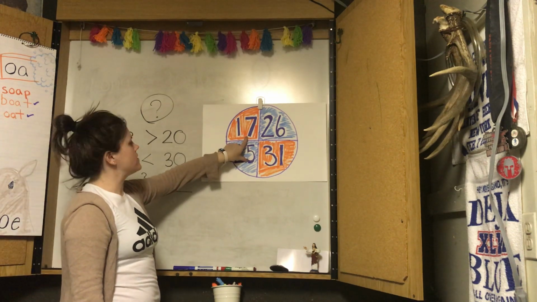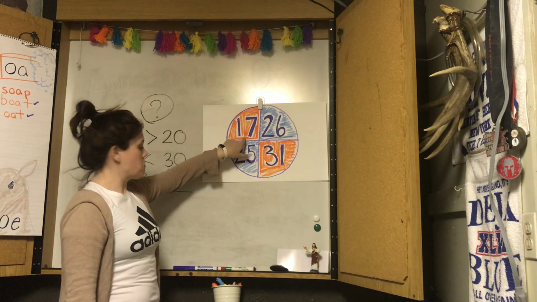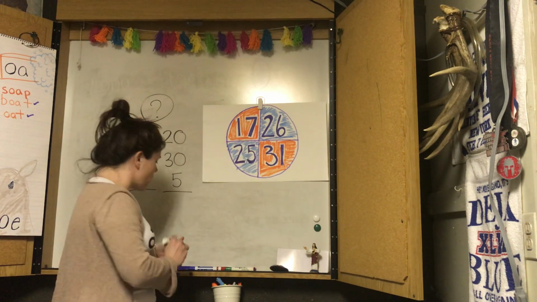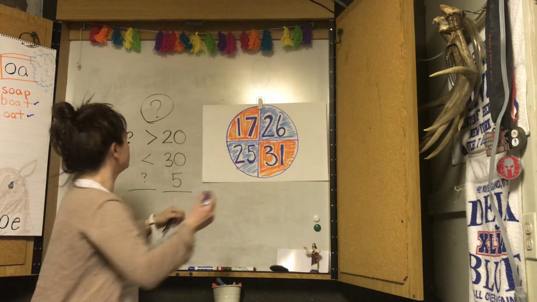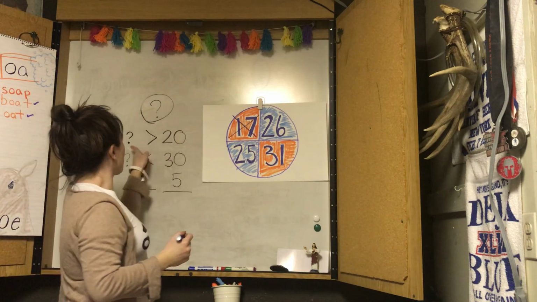Well, our first number is 17. Is that number greater than 20? It's not. So we know already that it cannot be 17. Cross it out. Let's keep going.